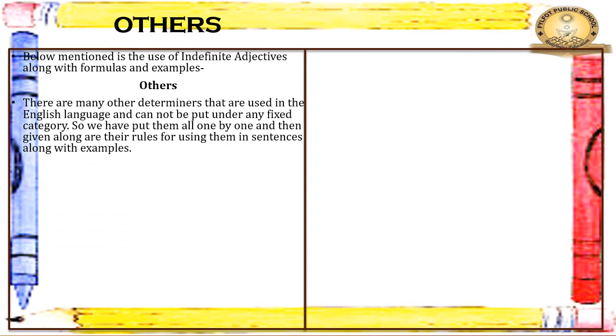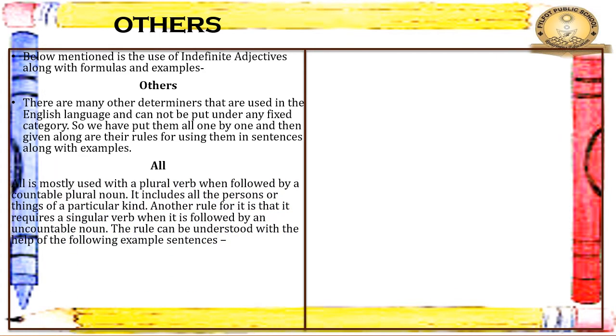Right? So the first determiner is all. All is mostly used with a plural verb and followed by a countable plural noun. It includes all the persons or particular things. Another rule is that it requires a singular verb when it is followed by an uncountable noun. When it is followed by a countable noun, it requires a plural verb, and when followed by an uncountable noun, it requires a singular verb. The example for it is: all children cannot be treated in the same manner.